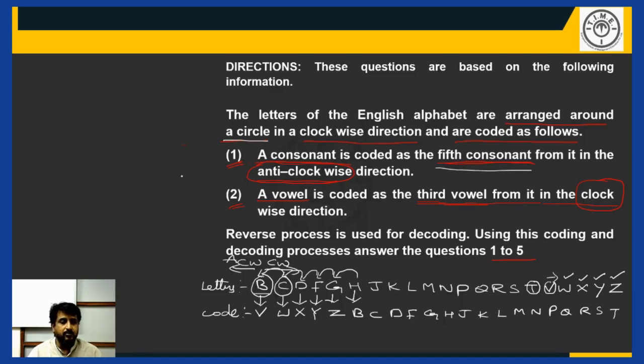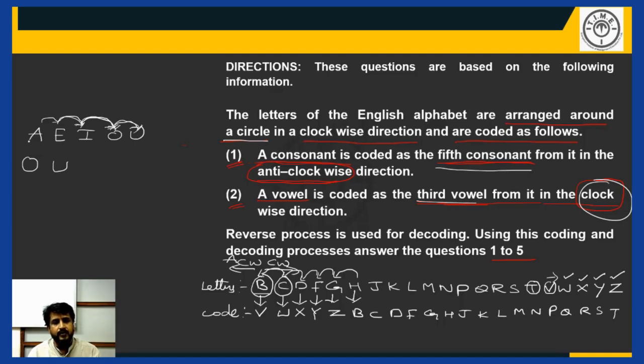Now we have to discuss the vowels also. Let us write the vowels: A, E, I, O, U. What is the logic given for vowels? The third vowel from it in the clockwise direction. So for A, the third letter clockwise: first, second, third. The code for A is O. The code for E: first, second, third, U. And for I, first letter, second letter.